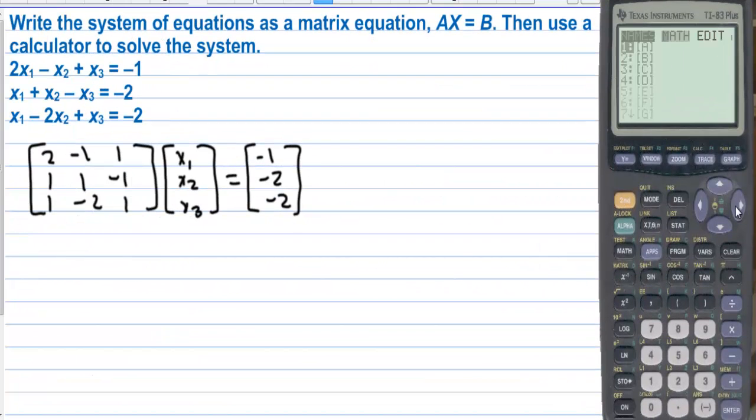Let's go into matrix. We want to edit. This is a 3 by 4, and we will enter in the augmented matrix. 2, negative 1, 1, negative 1, 1, 1, negative 1, negative 2, and 1, negative 2, 1, negative 2. We can get out of this, go back into matrix, go to math, and we want reduced row echelon form. And then go back into matrix again, and we want matrix A. We have negative 1, 2, 3.